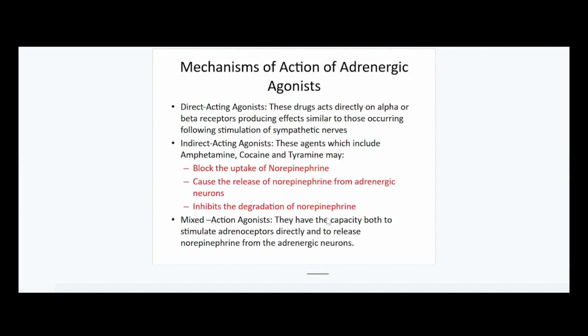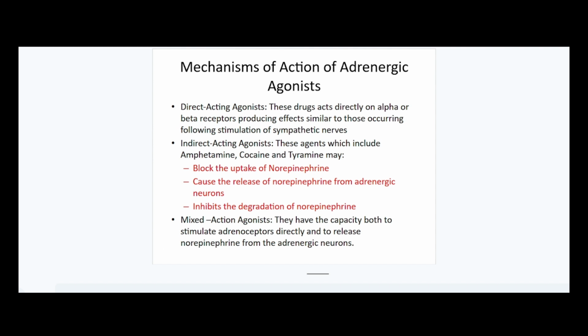But what is the mechanism of action of adrenergic agonists in particular? Direct acting agonists act directly on the receptor, alpha or beta, to produce effects similar to those occurring with natural stimulation of the sympathetic nerve. Indirect agonists act indirectly by blocking the reuptake of norepinephrine, increasing the release of norepinephrine, or inhibiting the degradation of norepinephrine. So they act indirectly in allowing this adrenergic neurotransmitter, norepinephrine, to play out.